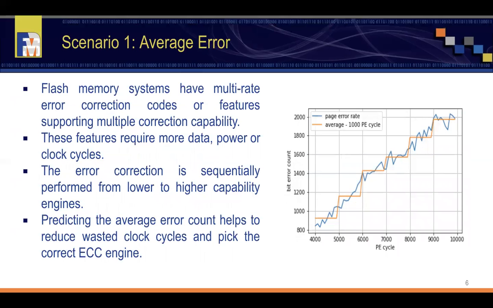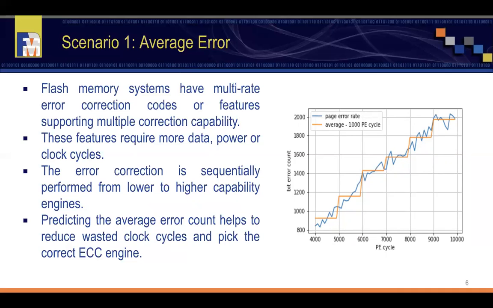Now, for learning the error behaviors, we start with understanding two particular behaviors. The first scenario that we're interested in is learning the average error count behaviors. So most flash memory systems are equipped with a multi-rate ECC engine or features that support different correction capabilities. The higher correction capability engines require either more data or more power or more clock cycles. Thus, the system sequentially runs the engines from lower correction capability to higher correction capability.